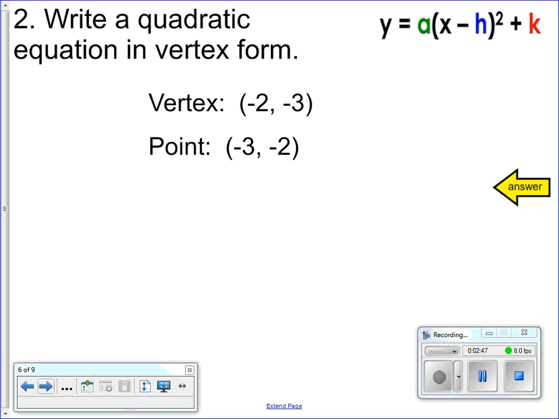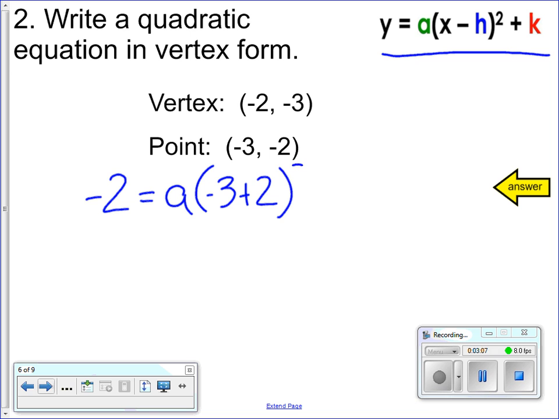All right, this one wants us in vertex form. So we're going to start with our equation up here, y equals a times x minus h squared plus k, and fill in what we know. We know that y is -2. We're going to solve for a. -3 plus 2 squared minus 3. So -2 equals a times -1 squared minus 3.